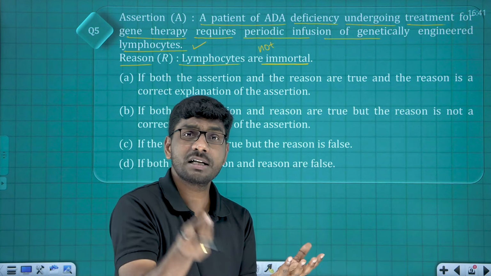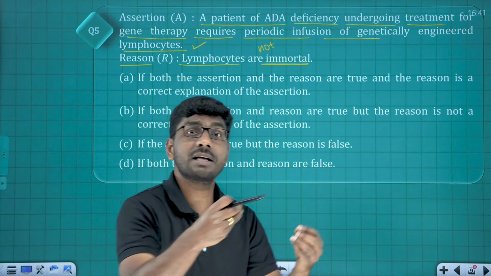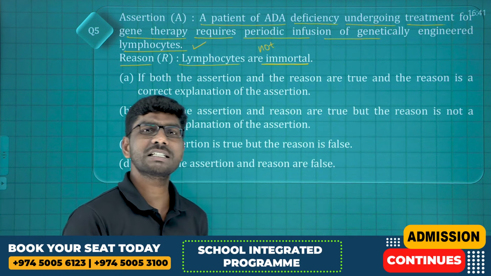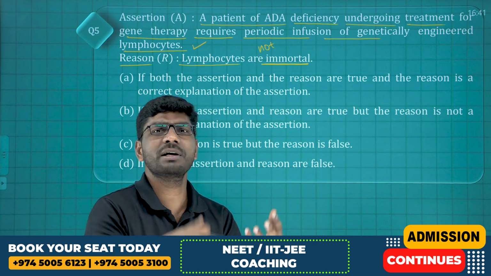Like a cancer. Cancer cells are immortal. We discussed in the human health and disease chapter that cancer cells are immortal. But lymphocyte cells are not immortal. They die within a shorter period of time.